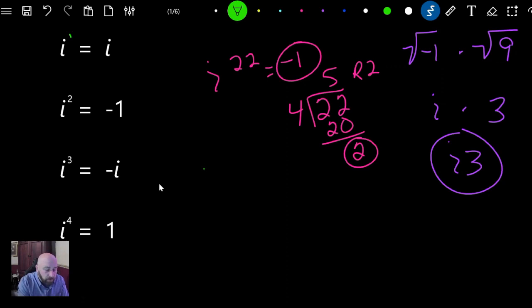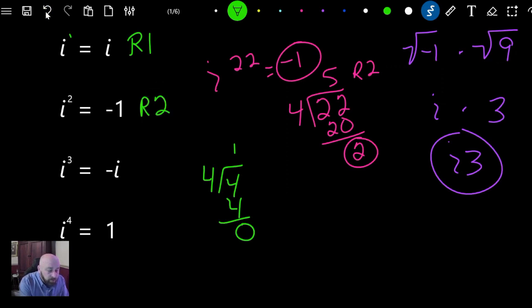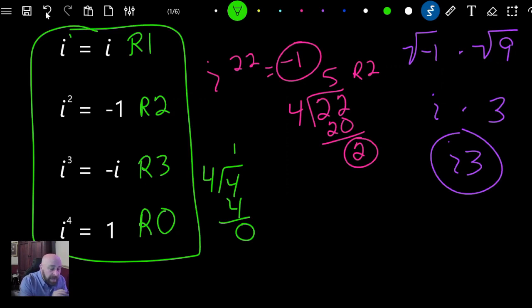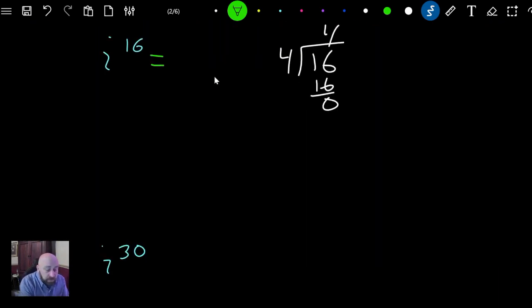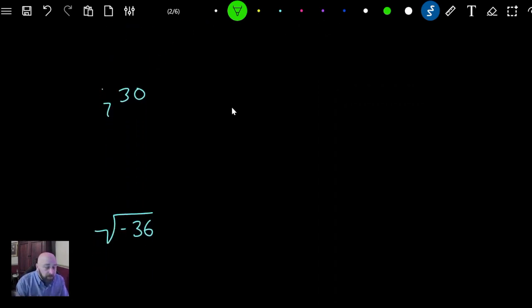Well, look at i4, right? If we take 4 divided by 4, we get a remainder of 0. So this one right here is your remainder 0. So this would be remainder 1s, remainder 2s, remainder 3s, and then this last one here is actually remainder 0. Okay? So if you want to add that to your chart, those remainders, 1, 2, 3, and then 0. Anything that you get a remainder 0 is going to be this one right here. It's going to be the number 1. So here we got a remainder 0, and so this one is going to equal 1. That's it.